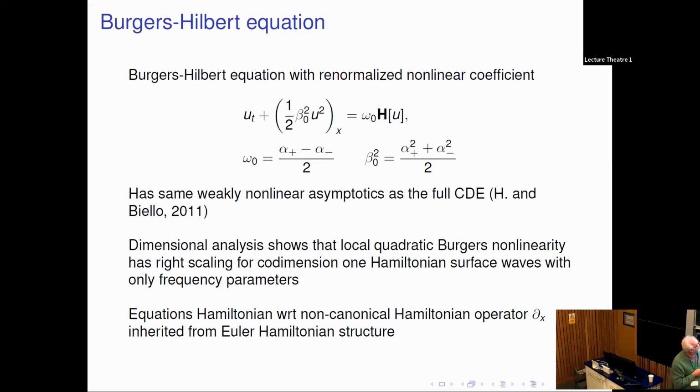Now, the remarkable thing is, if you normalize the coefficients in this Burgers equation correctly, the cubic asymptotics for this equation is exactly the same as the cubic asymptotics for the full contour dynamics equation. So this gives you a very good picture of the nonlinear dynamics of these vorticity discontinuities. That's in a regime where the solutions are small slope.